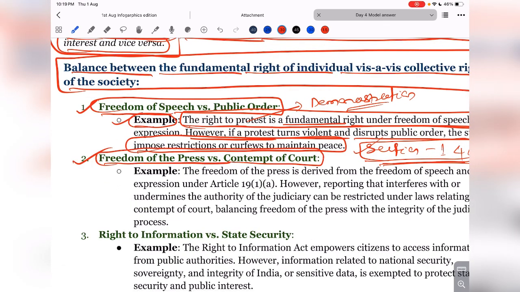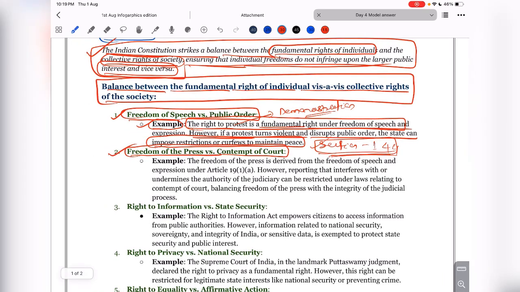For example, you have the freedom of speech to say anything. That doesn't mean you can go on speaking anything to anyone. You cannot comment on the Supreme Court judgment or judges. You cannot comment upon the dignity, right of the individual. Freedom of the press is derived from the freedom of speech and expression under Article 19(1)(a). However, reporting that interferes with or undermines the authority of the judiciary can be restricted under the law related to contempt of court, balancing the freedom of the press with the integrity of the judicial process.